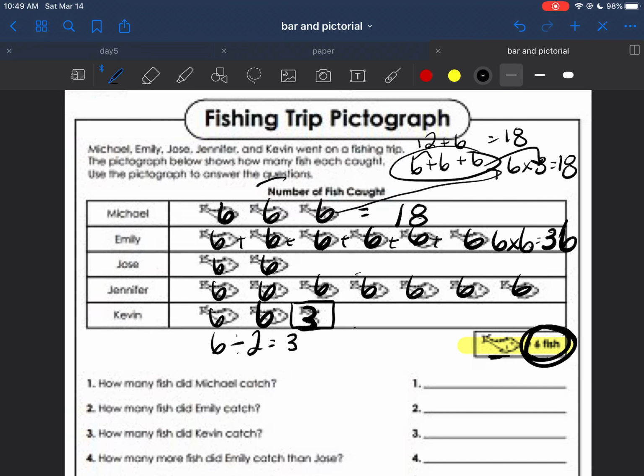Also remember to analyze your title. So number of fish caught. Jose, again, we could do 6 plus 6. I'm going to use multiplication. 6 times 2. 6 times 2 is 12.